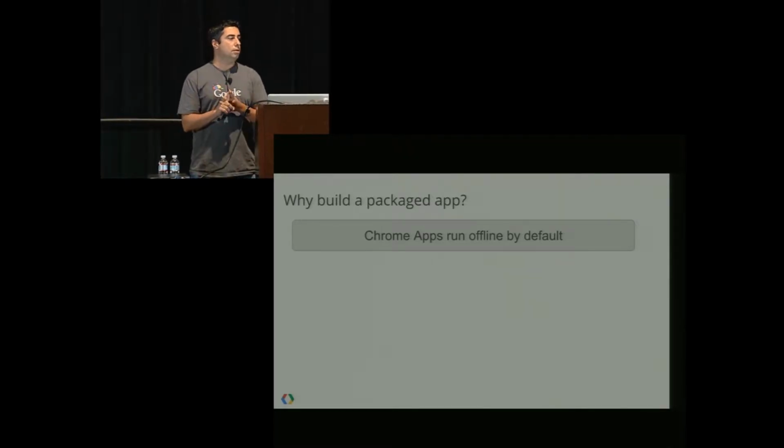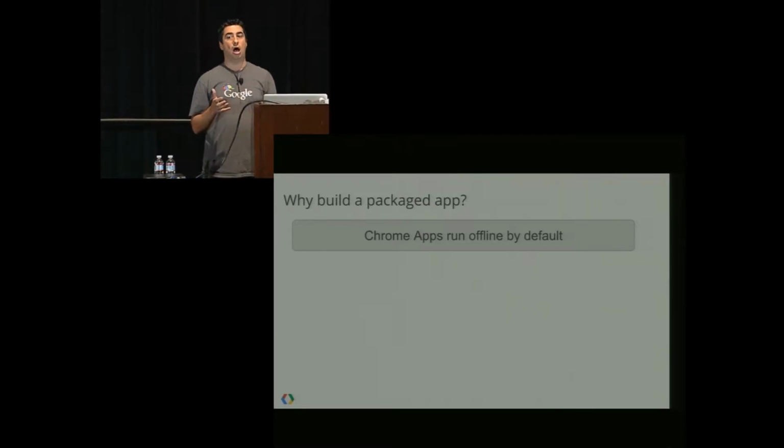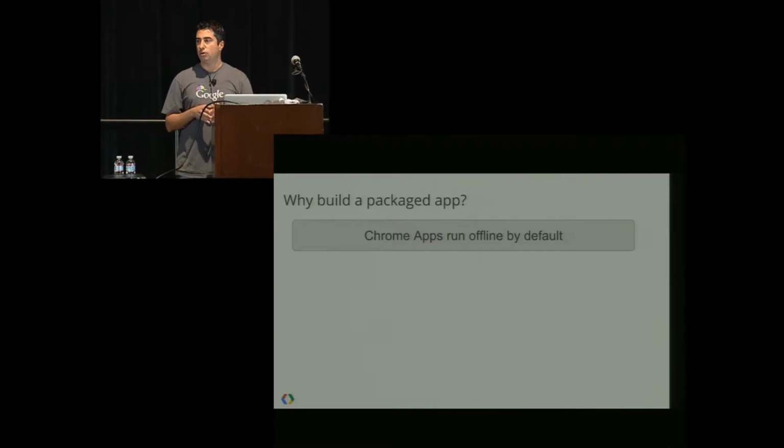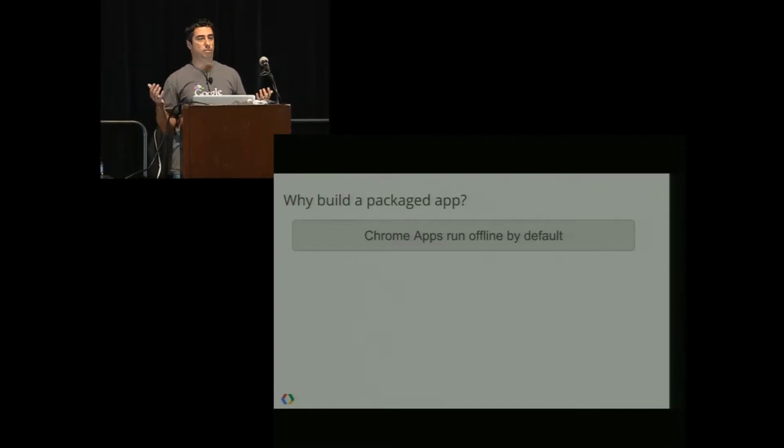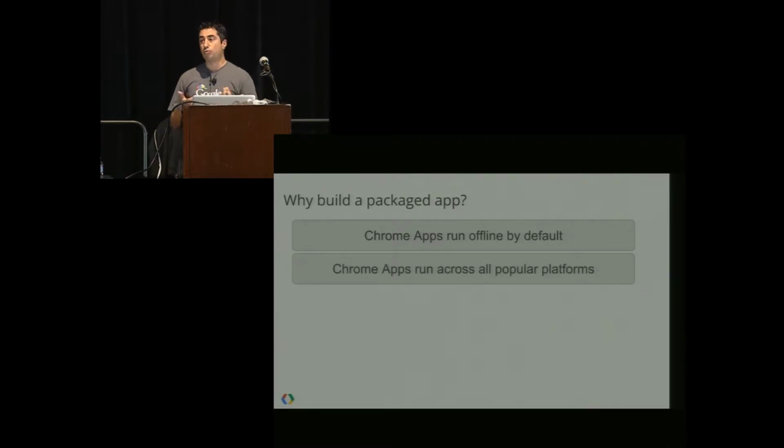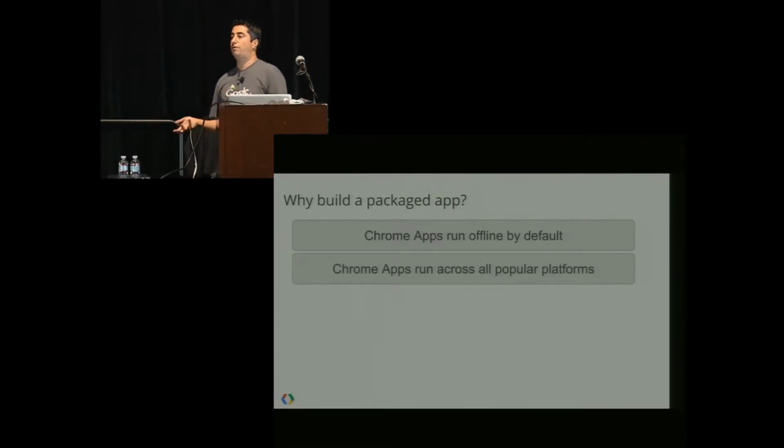Right? Problem number one is offline. So Chrome apps are designed, just by their very nature, to run offline by default. All the assets are packaged locally. Right? The user clicks on an icon, they launch them like any other app, they start up, and they run offline. They also run across all the popular platforms.